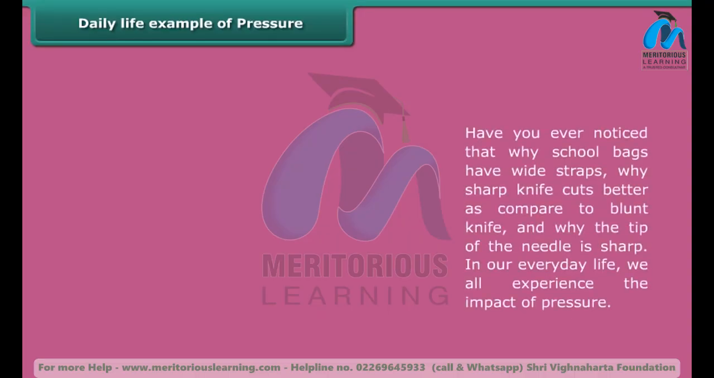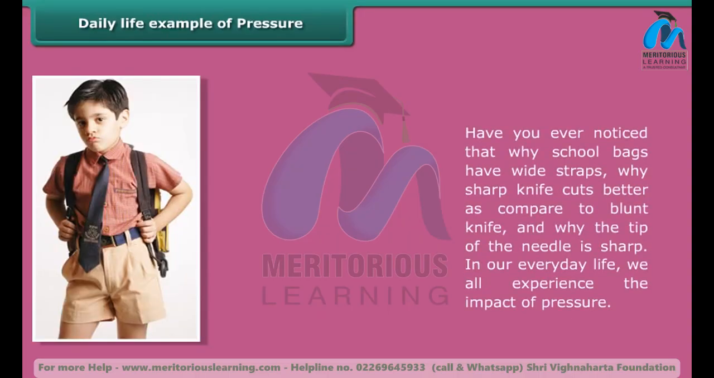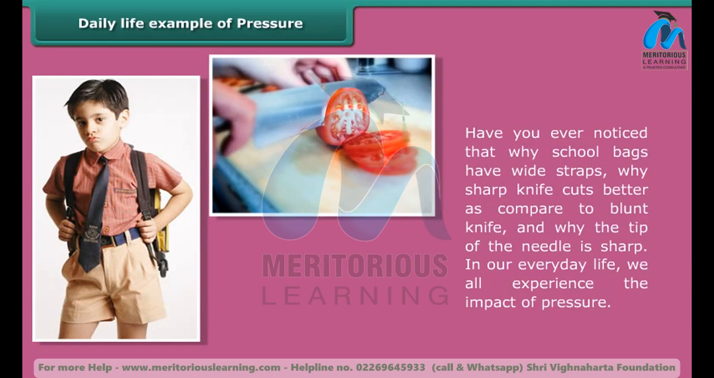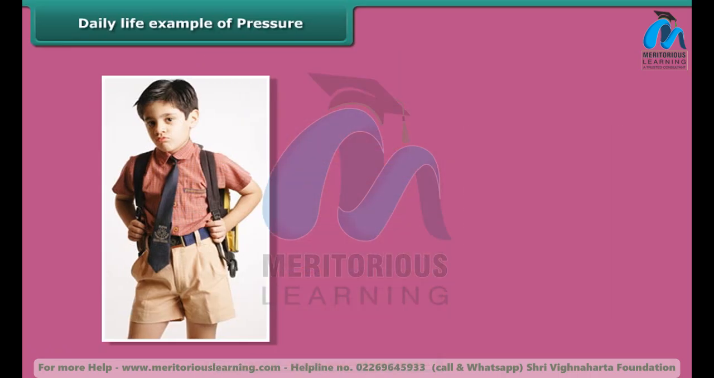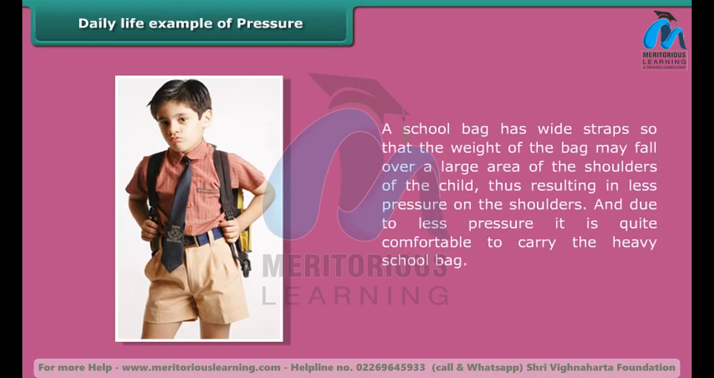Have you ever noticed why school bags have wide straps? Why does a sharp knife cut better as compared to a blunt knife? And why is the tip of a needle sharp? In our everyday life, we all experience the impact of pressure. A school bag has wide straps so that the weight of the bag falls over a large area of the shoulders of the child, thus resulting in less pressure on the shoulders. And due to less pressure, it is quite comfortable to carry a heavy school bag.